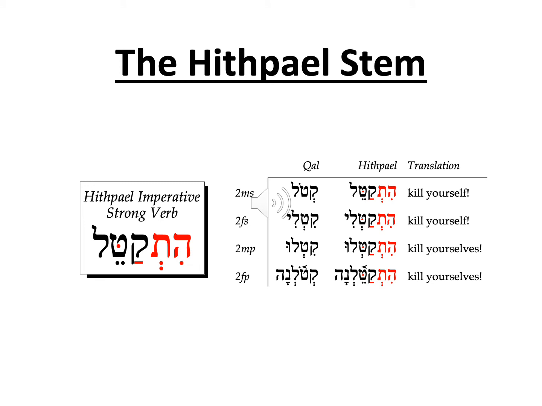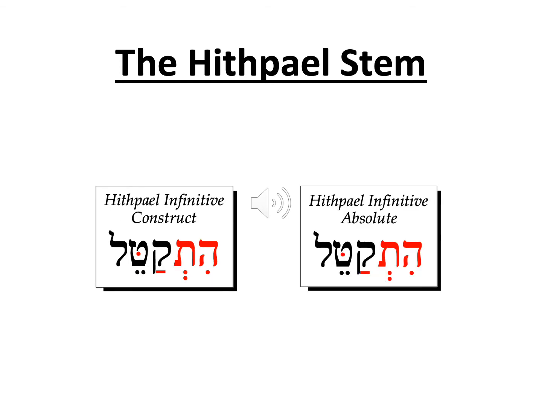As you will notice, the imperative is exactly the same as the 3ms perfect verb, Hithpael, or here, Hithkatel. Although you will notice that in the 2fs, the 2mp, and the 2fp, because the imperative is based off of the imperfect, we have imperfect endings at the end of the verb, thus differentiating them from the conjugation of the perfect verb. It's only the 2ms and the 3ms that are the same between the imperative and the perfect.